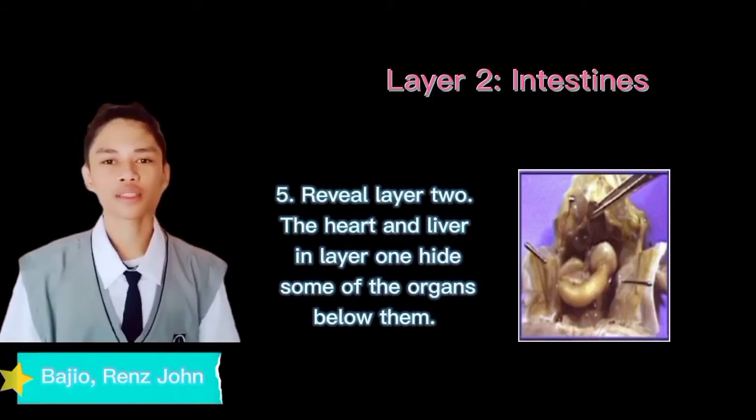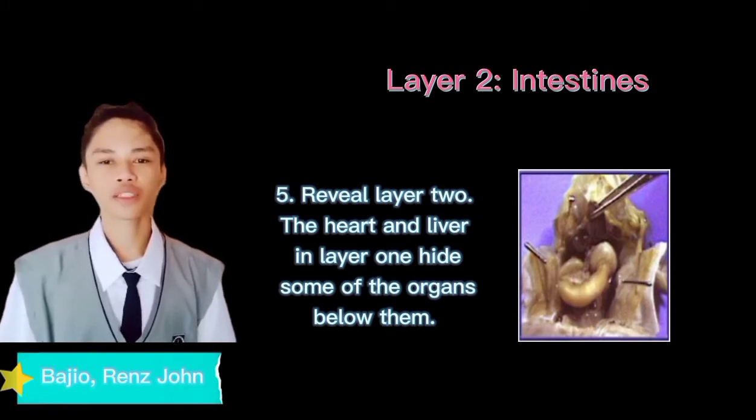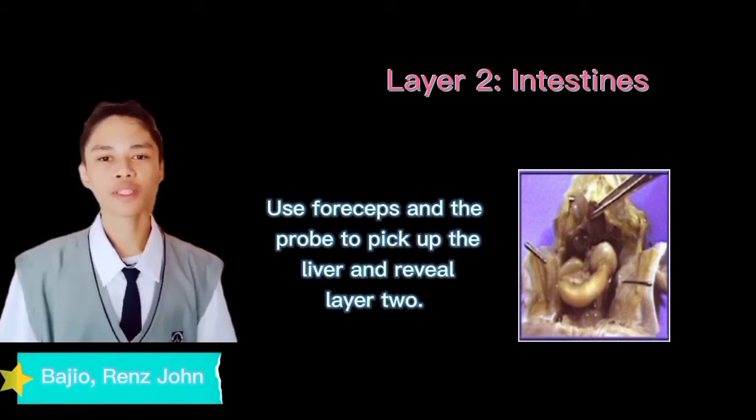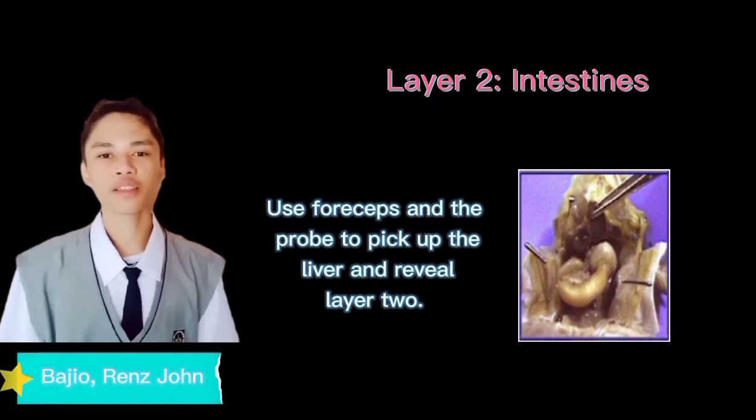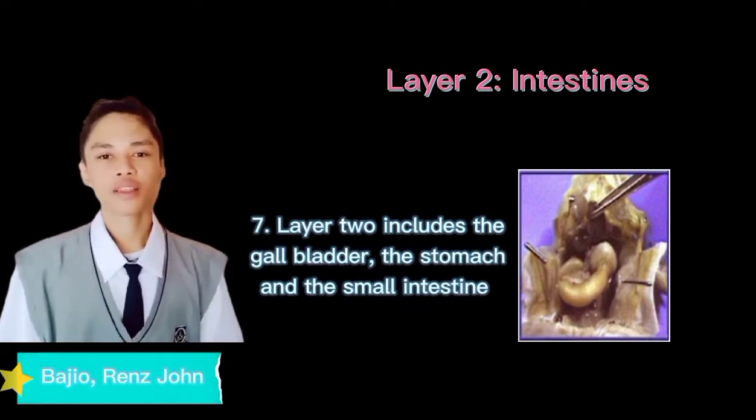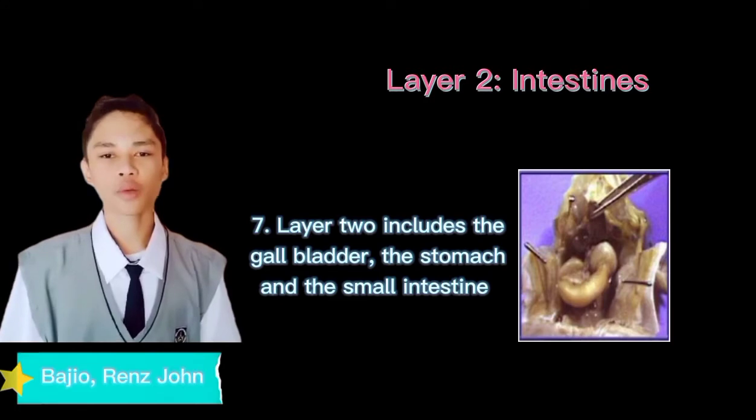Layer 2, intestines. Reveal layer 2. The heart and the liver hide some of the organs below them. Use the forceps and the probe to pick up the liver and reveal layer 2. Layer 2 includes the gallbladder, the stomach, and the small intestine.